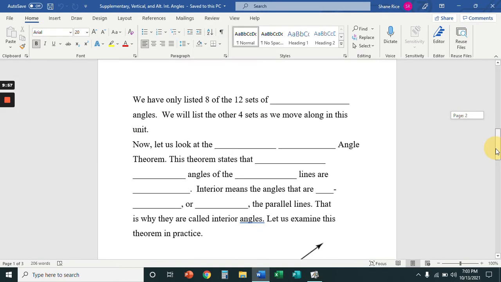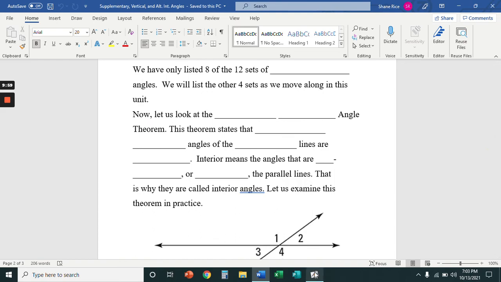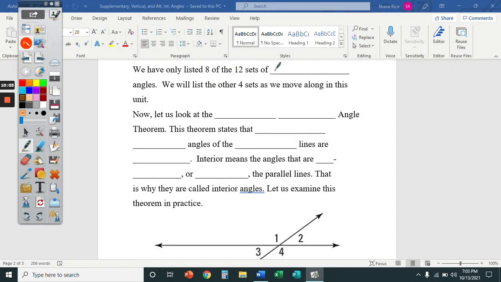As I just said, we've only listed 8 of the 12 sets of supplementary angles. And we'll list the other 4 as we move along in this unit.